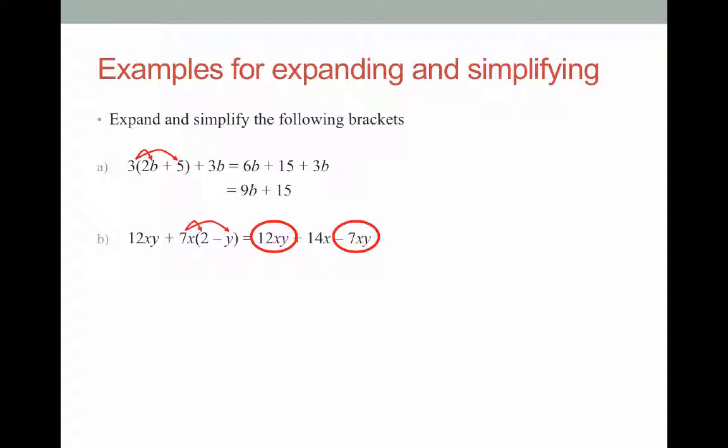Now I've circled the like terms. I have to subtract those. So 12xy minus 7xy is 5xy, and I've still got the plus 14x on the end. And that is the final simplified version, because 5xy and 14x are not like terms. One is an xy and one is an x. You have to be able to do both expanding and simplifying in order to complete this exercise.